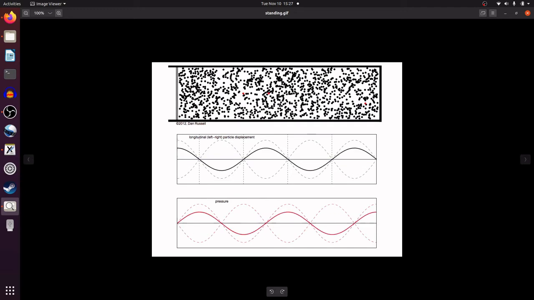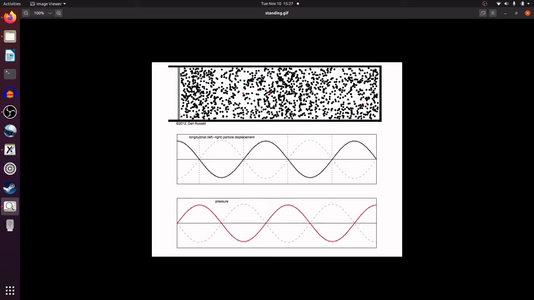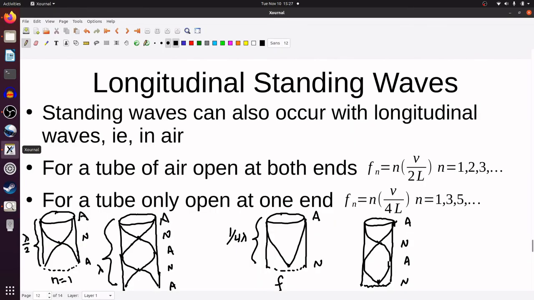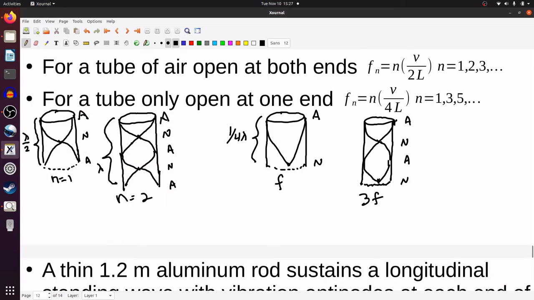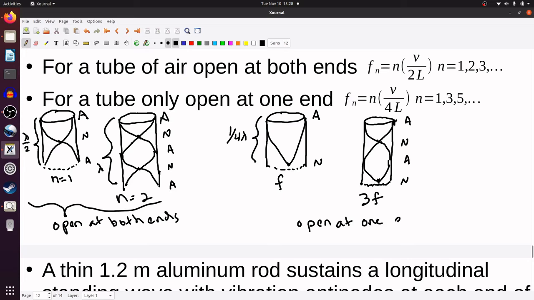And that only exists for the particle displacement wave, because that's what's going to generate our standing waves, which is here. Okay. So these are longitudinal standing waves, and I've shown you where they came from. There are two equations, and I'll show you where they are. These on the left are for tubes open at both ends. And these are for open at one end. And I didn't write the word open. So this is for open at both ends.